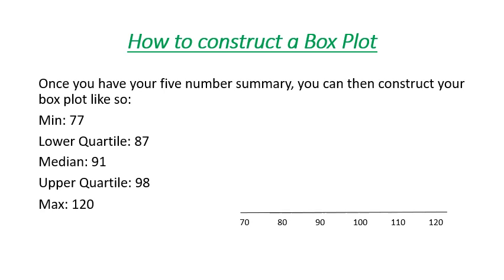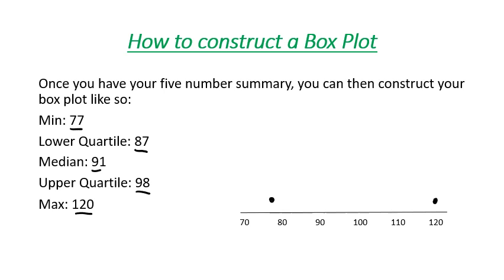So using our results from the previous slide, we can see that we have our 5-number summary, with our minimum of 77, our Q1 or lower quartile of 87, our median of 91, our Q3 or upper quartile of 98, and our max of 120. We can use these 5 numbers to now construct our box plot. Straight away we can put our minimum value and our maximum value on. Our maximum value is 120, so we put a dot there. Our minimum value is 77, which is around about there.